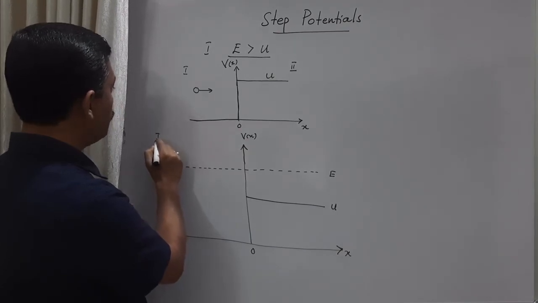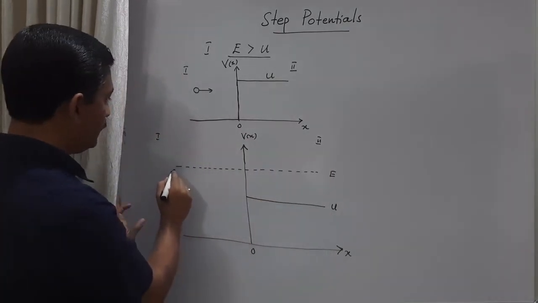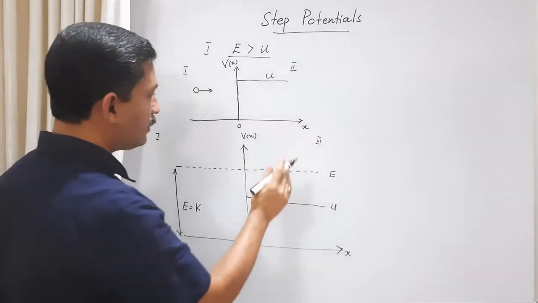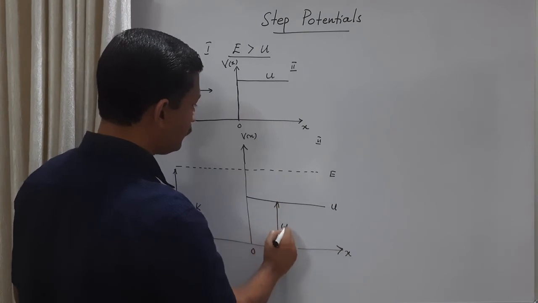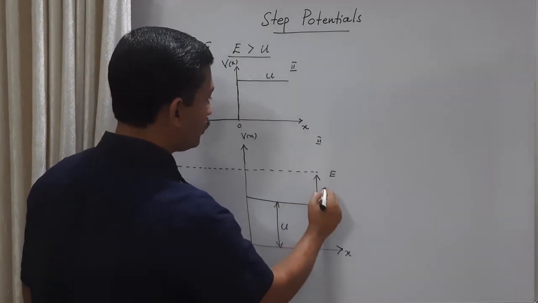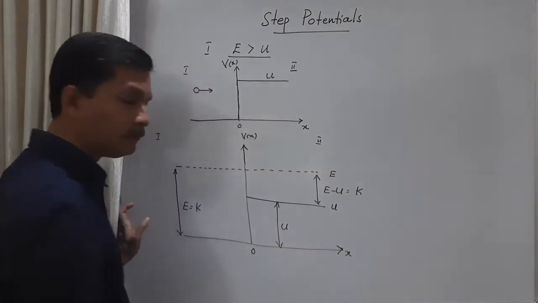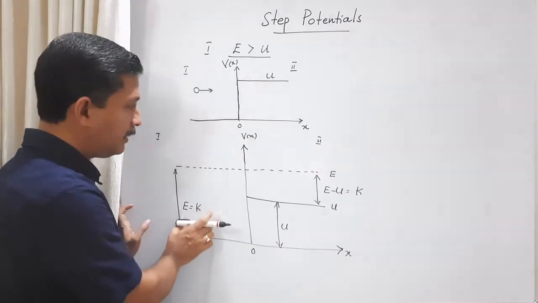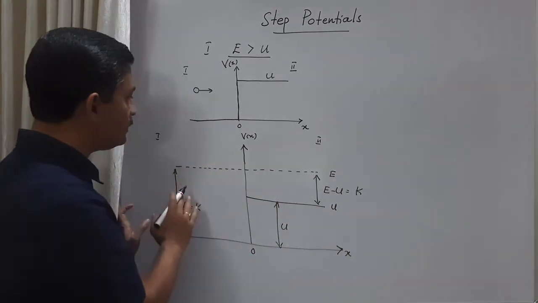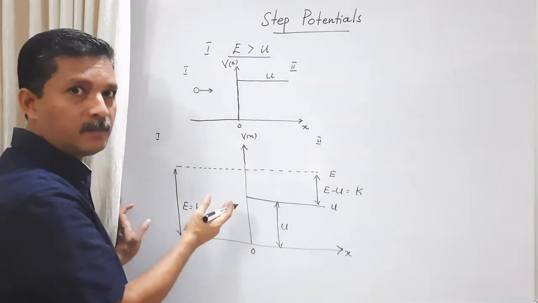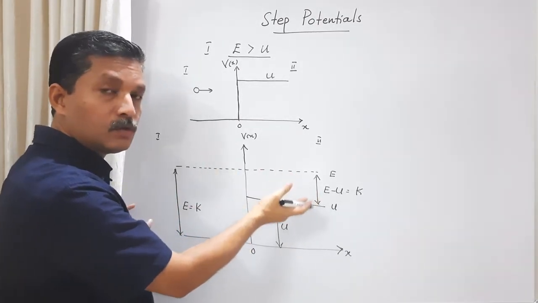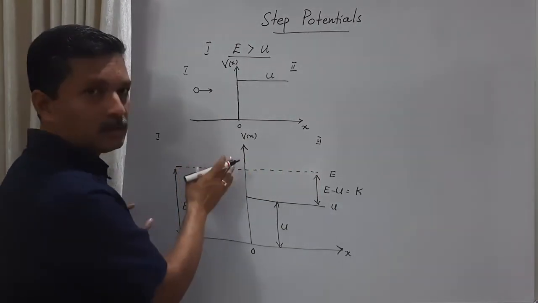So this is region 1 and this is region 2. In region 1, this is the total energy, and this total energy is equal to the kinetic energy of the particles. In region 2, this much is the potential energy. Then this must be total energy minus U, which is kinetic energy. So in region 1, the entire energy of the particles is kinetic energy, whereas in region 2, kinetic energy is less. So in region 1, kinetic energy is greater. If kinetic energy is greater, momentum will be greater. If momentum is greater, the wavelength will be less. In region 2, kinetic energy is less, momentum is less, so wavelength will be more. So this much we can guess about these wave functions.